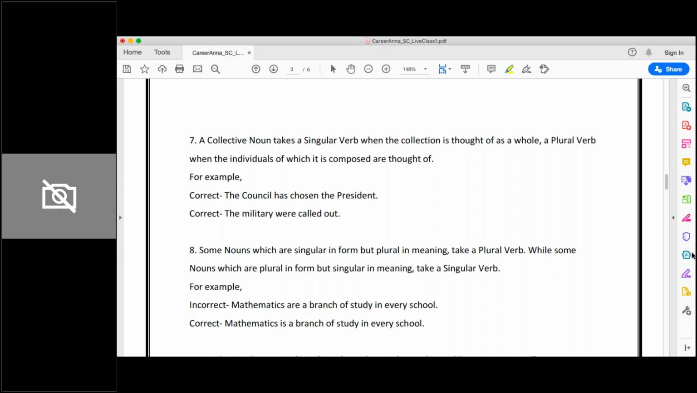If I say the military were not treating the civilians kindly, I am referring to the military as a whole. But if I say the military of India, suddenly my count becomes one. So military of India cannot be treated like military. Anushka, yes, you will get the PDF of this session. Chitranshi, are you able to understand now? Ishan, we will take up a lot of questions, so don't worry on that front.